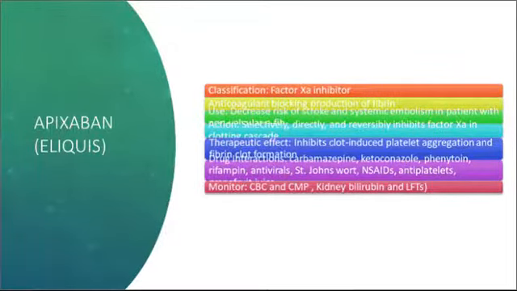Apixaban or Eliquis. Oh, this slide's kind of messed up. It is an XA inhibitor. It blocks the production of fibrin to decrease the risk of stroke and systemic emboli, especially in the patient that is in an atrial fib or atrial flutter. So it affects way down in the XA factor in the clotting cascade. It inhibits the clot-induced platelet aggregation.